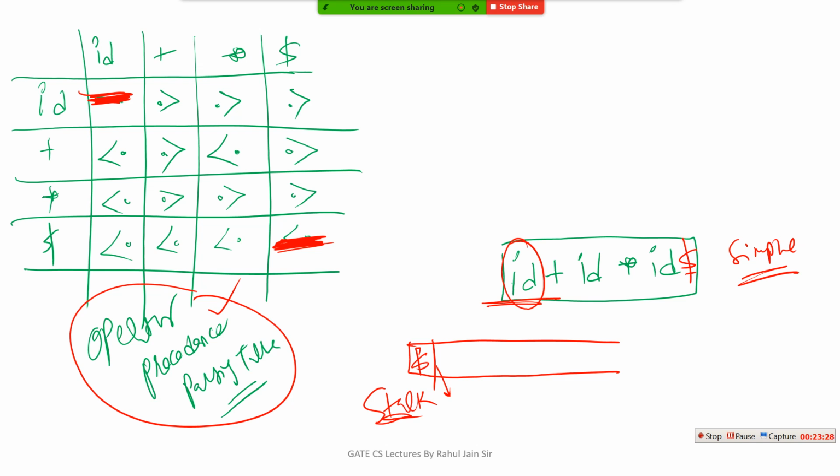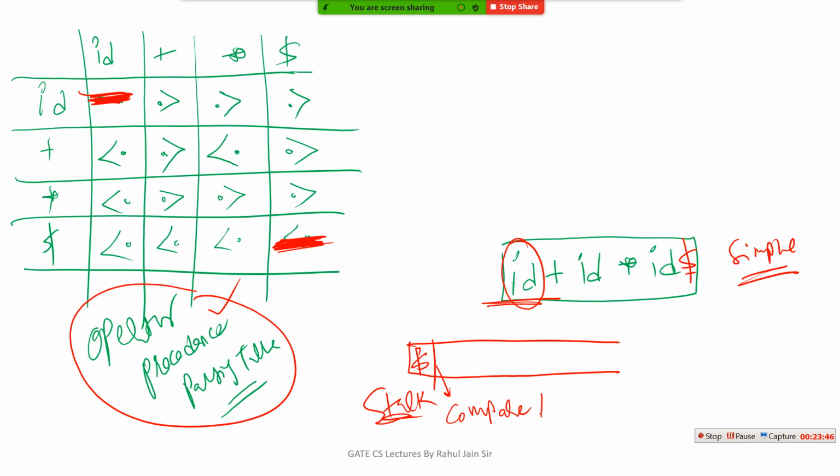Please note it, because if you forget this point, you will get confused about how to compare, whom to compare, and what to do. So just note an important point. Compare, I am dictating, just take a note of it.